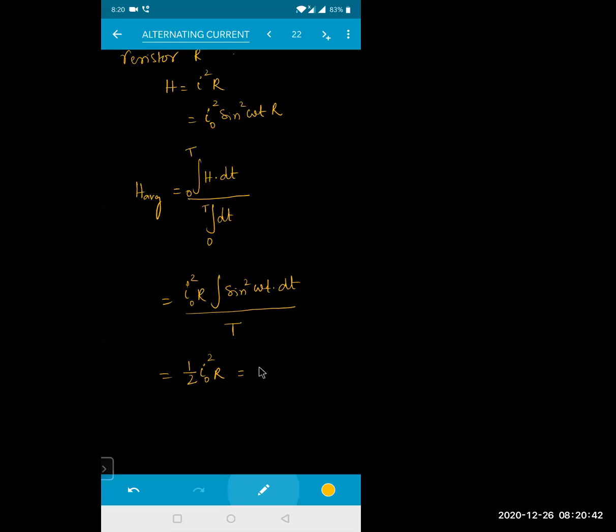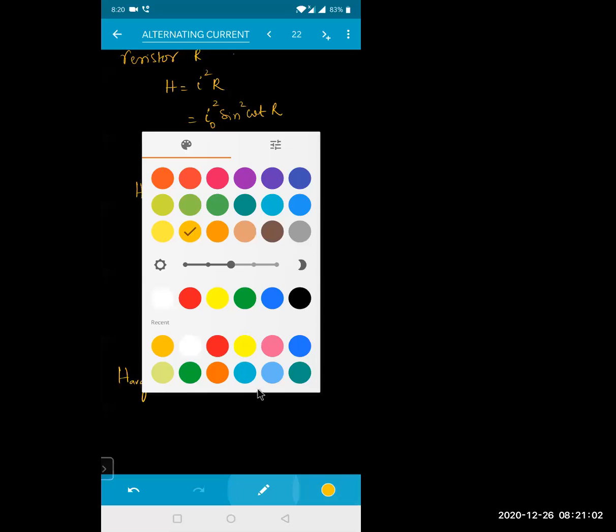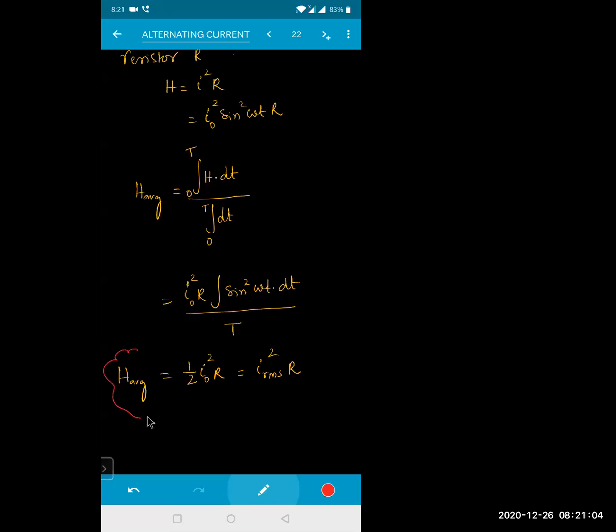This value is nothing but I RMS squared into capital R. I RMS is how much? I naught by root 2. So the average heat, H average, is half into I naught squared into R, which equals I RMS squared into R. So this is the value of the average heat produced in an alternating current.